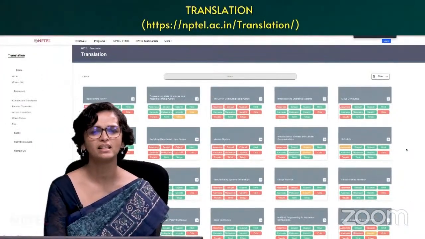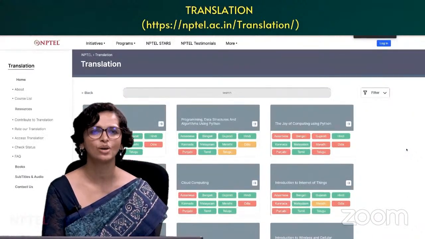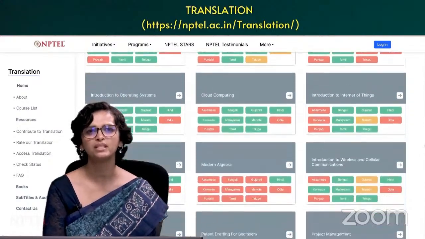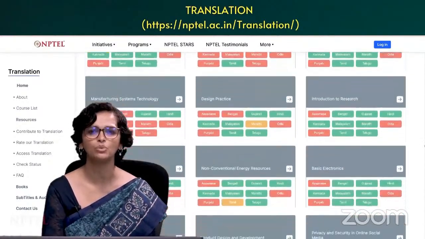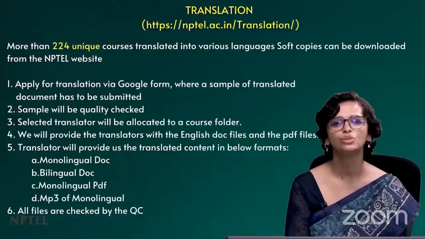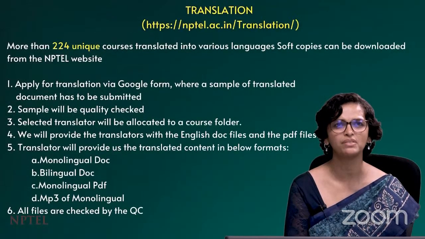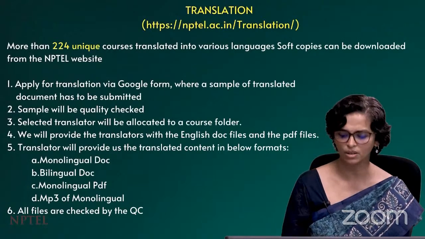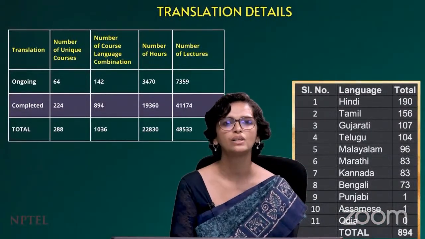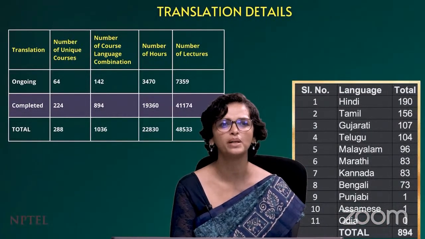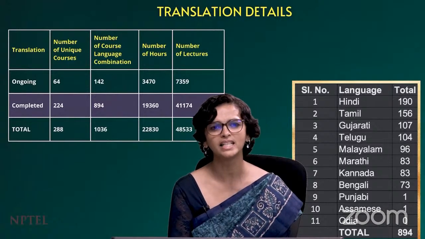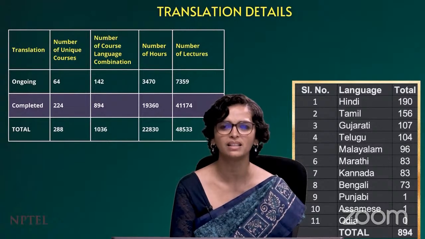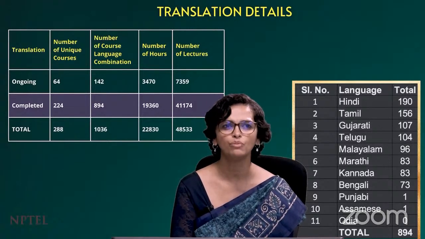The next initiative is a bigger part of NPTEL. It is almost like a mainstream content that is now happening in NPTEL. So, this is the translation effort that we have been doing in the last couple of years. We have been doing this effort from about 2020 now, and we have completed about 20,000 hours of content across so many languages. You can see that 224 unique courses are translated into different sets of languages so far, and almost 20,000 hours of translated content is available on the NPTEL website.